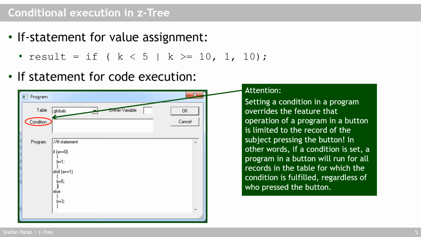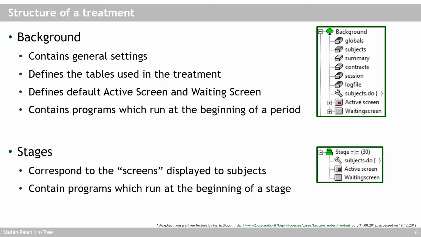At the moment, it's a bit early for that. Now let's have a closer look at the structure of a given treatment. Each treatment has a background. The background, as you may remember, contains general settings. So if you double-click background itself, it contains the general settings.